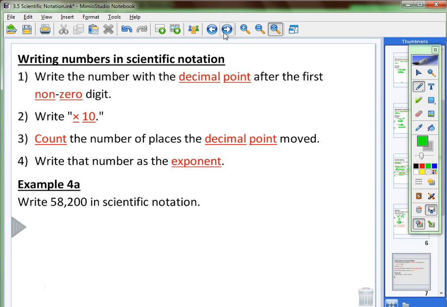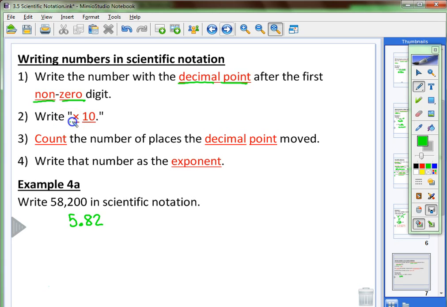All right, now we get to the fun part, writing numbers in scientific notation. The first thing that you have to do is make sure the first part is in the right form. So write the number with the decimal point after the first non-zero digit. So in example 4a, we have 58,200 and we need to write it in scientific notation. So we're going to write 5.82. You can write the zeros at the end, but you don't need to. We actually have scientific notation so that you don't have to write those zeros.